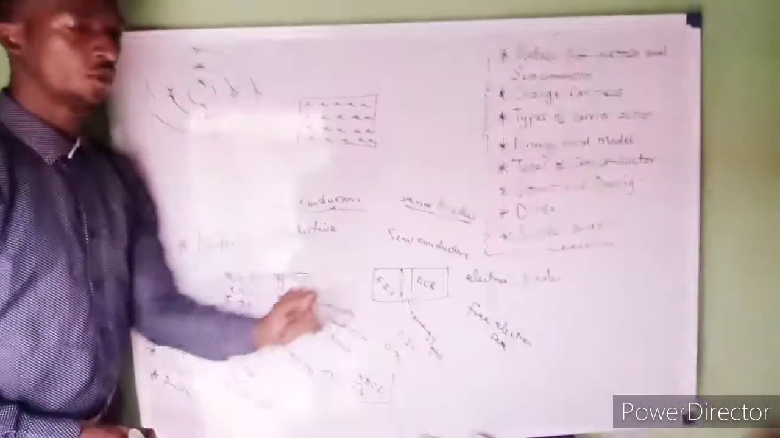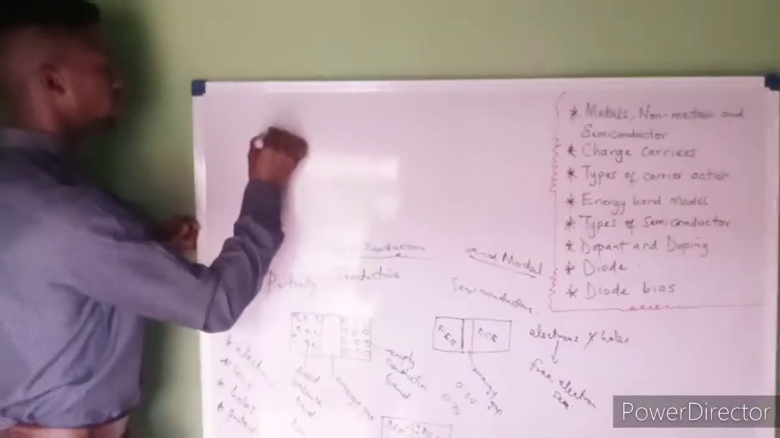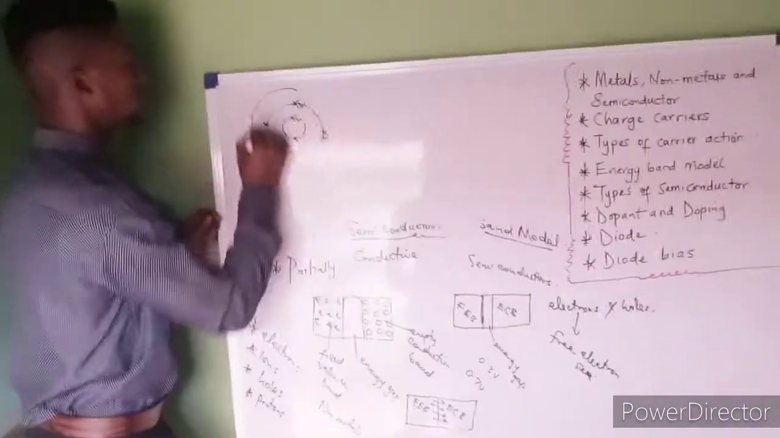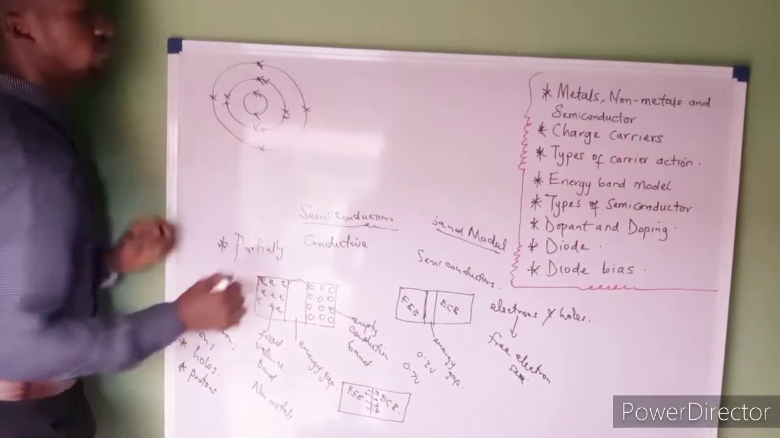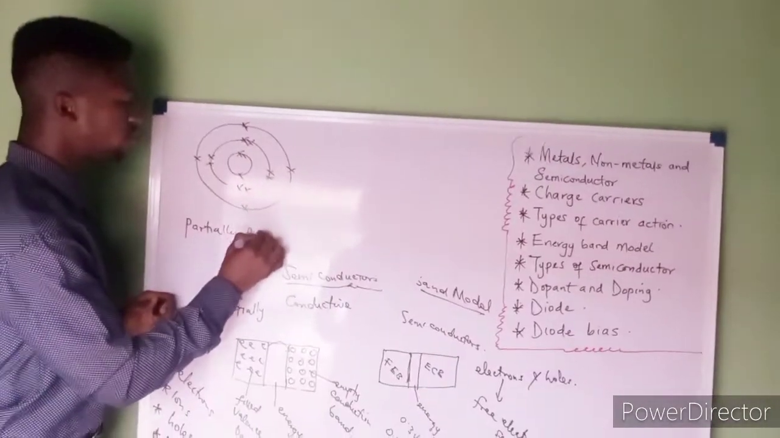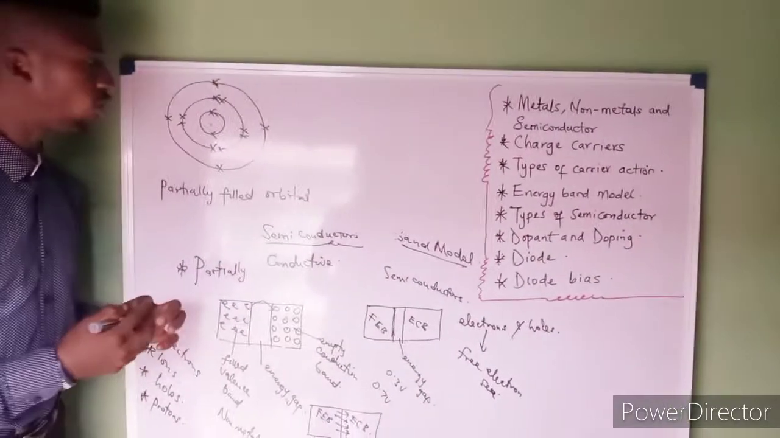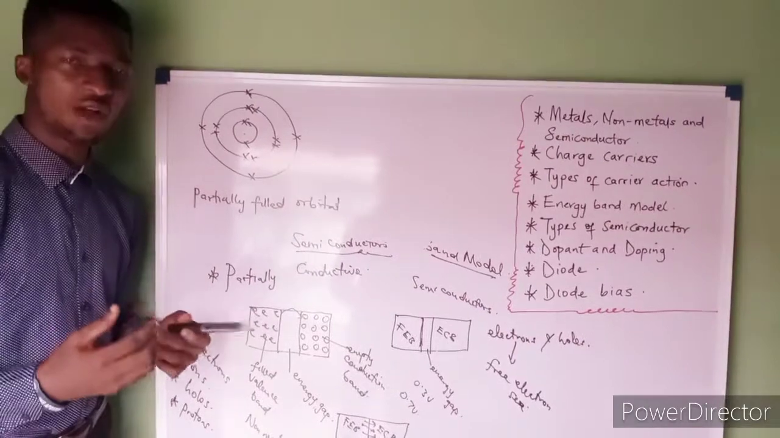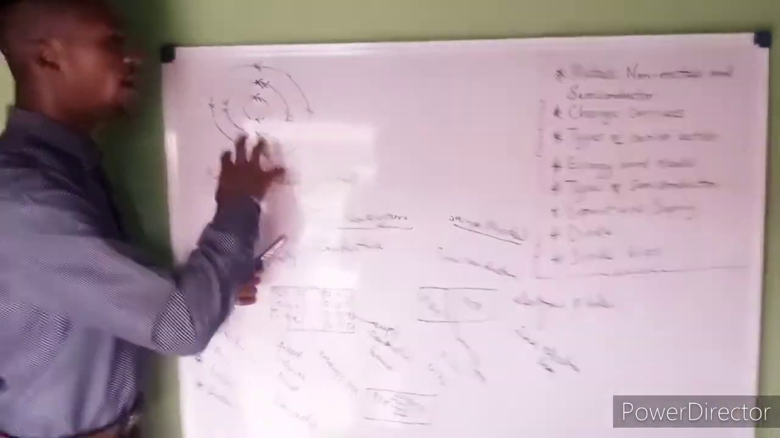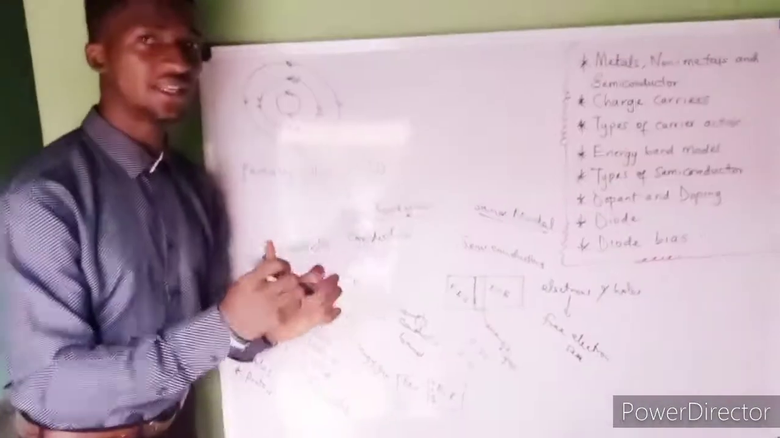The question is why? We pick silicon, for example. For silicon, we have 1, 2, 3, 4, 5, 6, 7, 8, 9, 10, 11, 12, 13, 14. Semiconductors have partially filled orbitals. And this partially filled orbital does not allow free electrons to be formed, because the atoms are covalently bonded together. When I say the atoms are covalently bonded together, this is what it means.